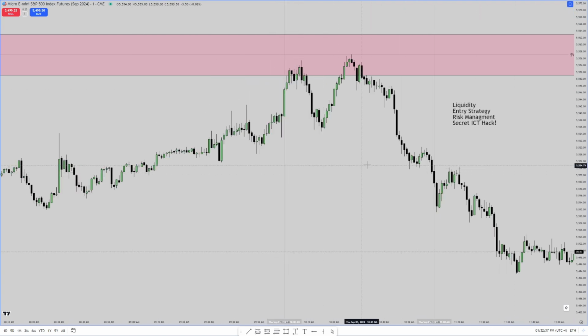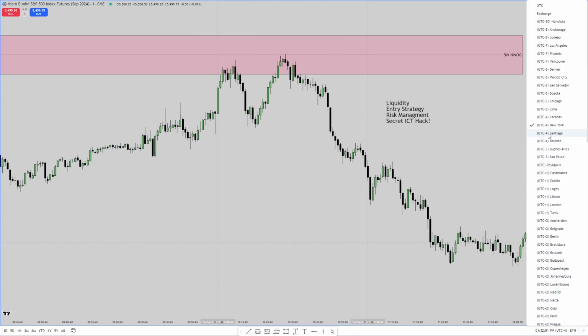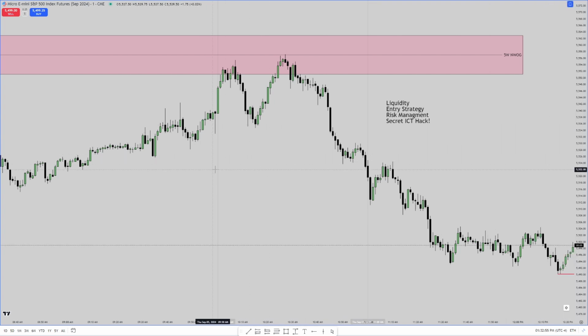The silver bullet model is an entry between 10 o'clock a.m. and 11 o'clock a.m. New York Standard Time. My trading platform clock is set to New York time, and this line is at 10 o'clock and this line is 11 o'clock. Within this time window, there will be an entry in a fair value gap. I'll show you what those are later.